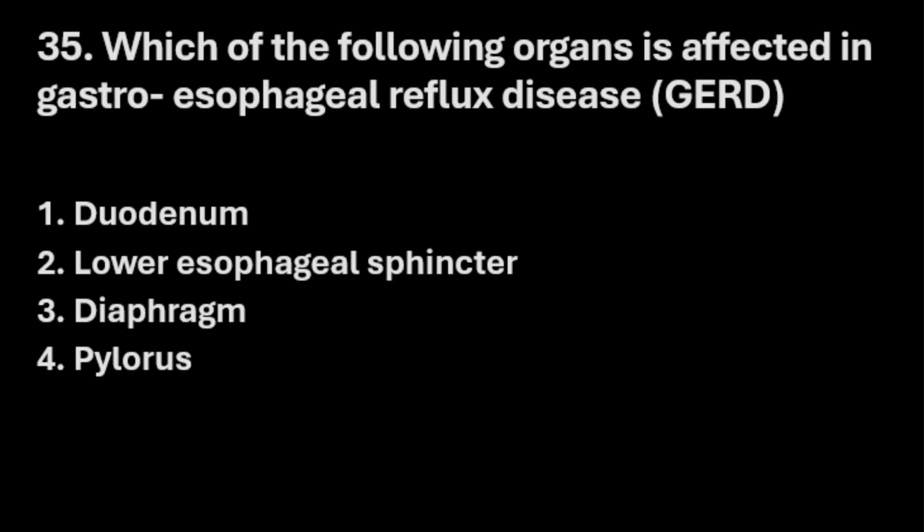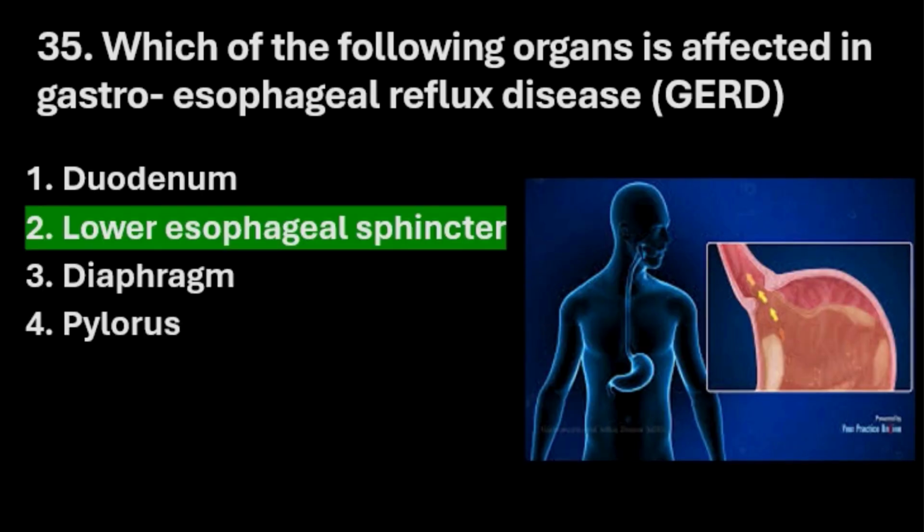Next question. Which of the following organ is affected in gastroesophageal reflux disease or GERD? Option 1 duodenum, option 2 lower esophageal sphincter, option 3 diaphragm, and option 4 pylorus. Right answer here is option 2 lower esophageal sphincter. When there is gastroesophageal reflux disease, the lower esophageal sphincter is not working properly, so that the content from the stomach will go back to the esophageal area like this.